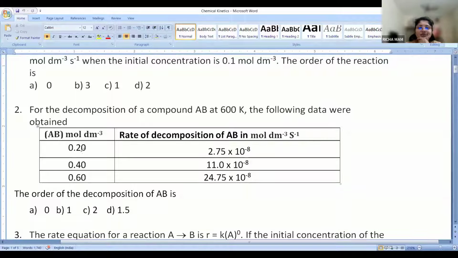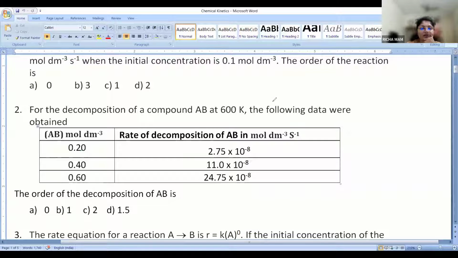For AB at 0.20 mole per dm³, the rate of decomposition is 2.75 into 10 raised to minus 8. At 0.40, when the concentration of AB was 0.40, the rate of decomposition was 11 into 10 raised to minus 8. When the concentration of AB was 0.60, the rate of decomposition was 24.75 into 10 raised to minus 8. So what is the order of decomposition?